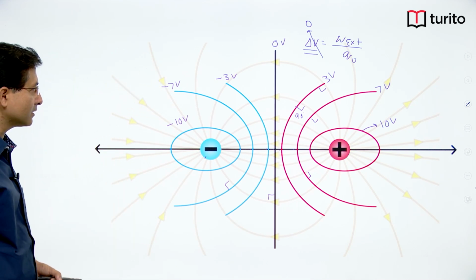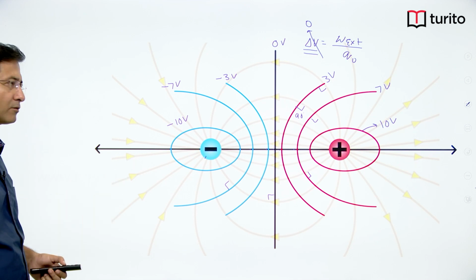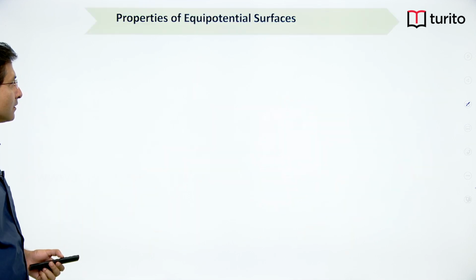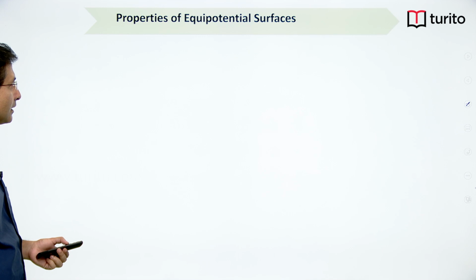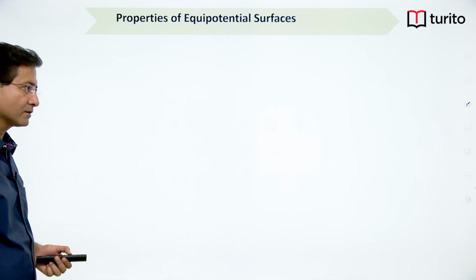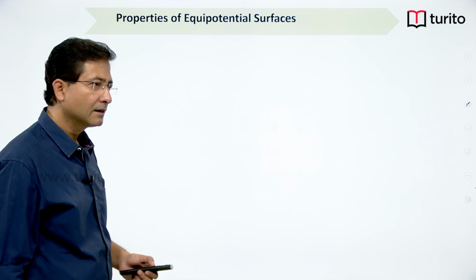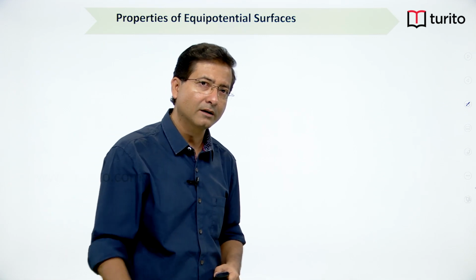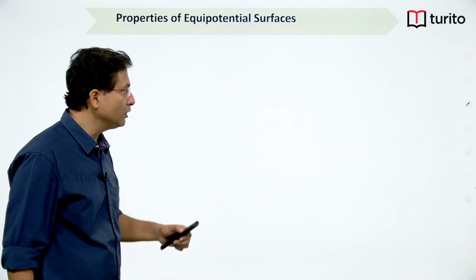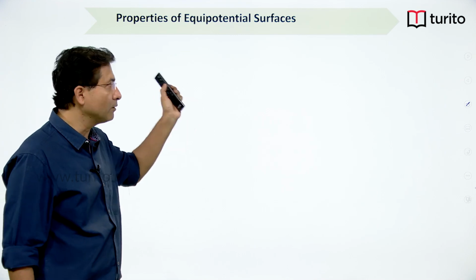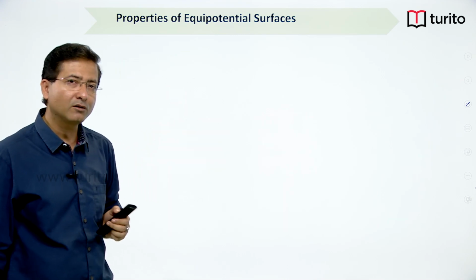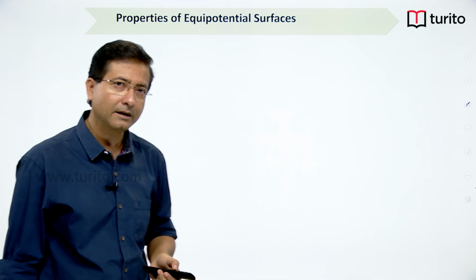This property we will separately discuss. I hope the concept of equipotential lines is clear. Now, let us see the property of equipotential surfaces. Just now I told that the equipotential line or equipotential surface will be perpendicular to the electric field, right.